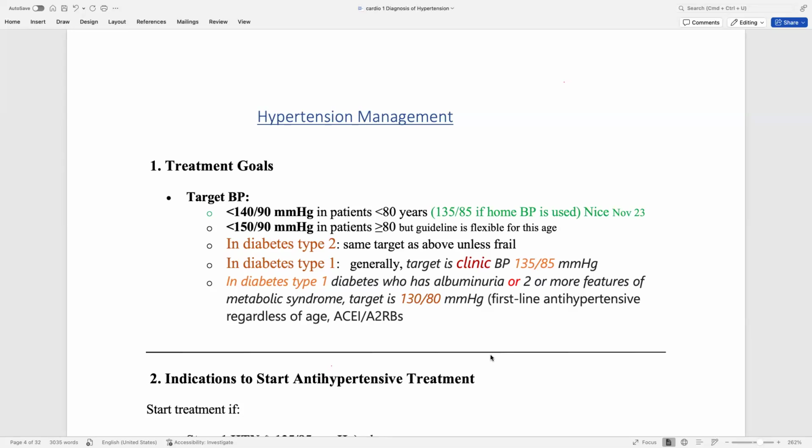Okay, how many targets do we have here? We have a target for all people who are young, even those with type 2 diabetes: below 140/90. Type 1, the target in the clinic below 135/85. Target for type 1 with albuminuria or metabolic syndrome, below 130/80. We should memorize these numbers.